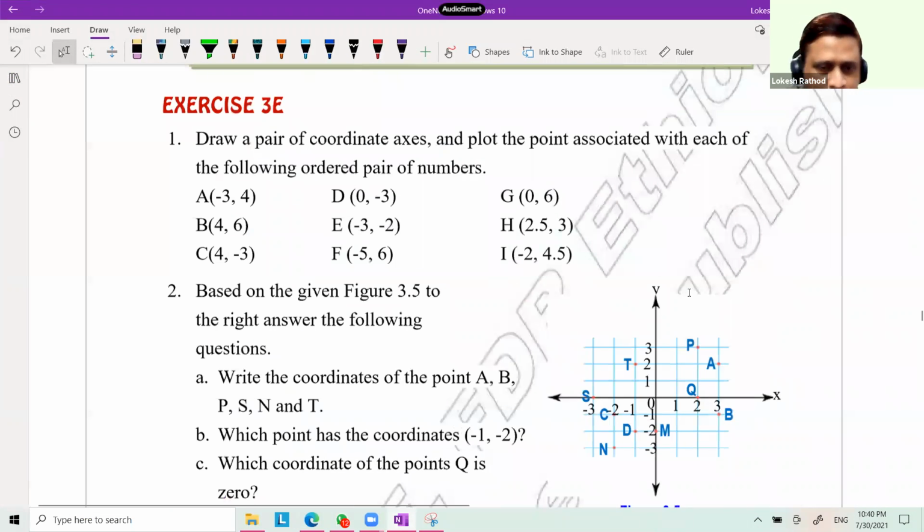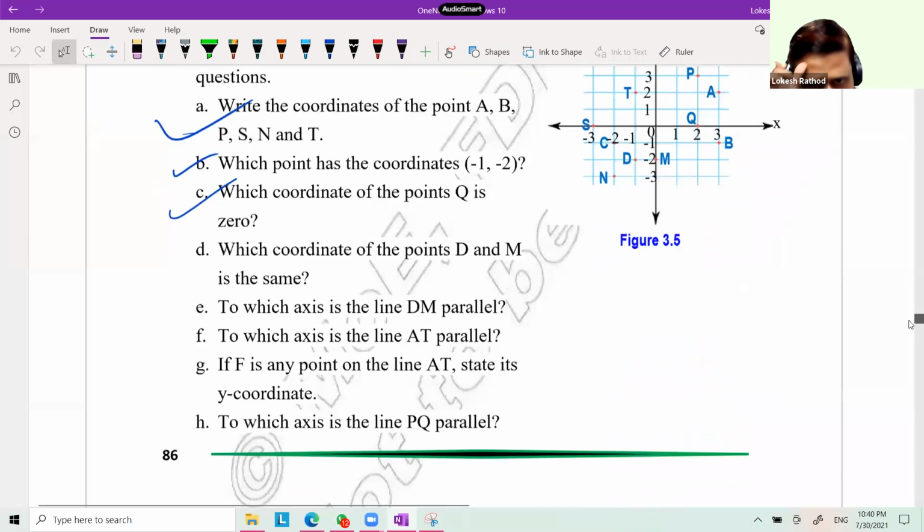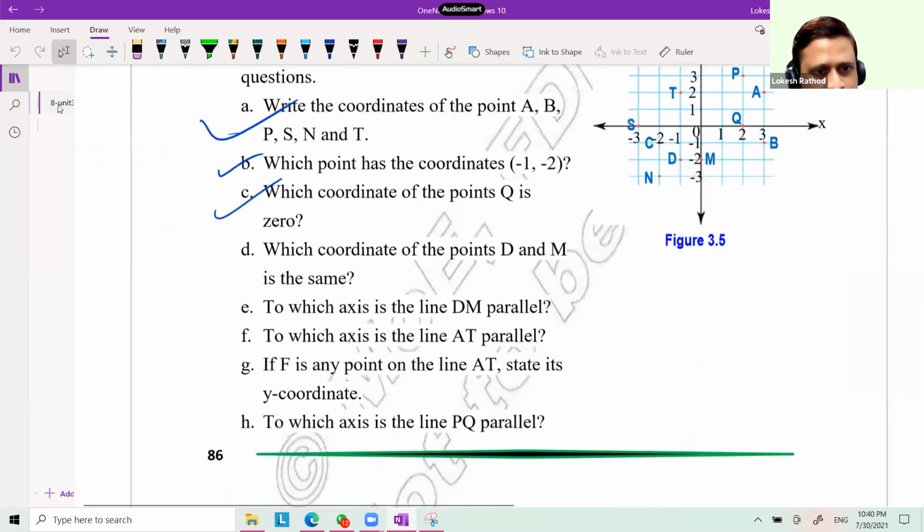Next exercise, they are saying, based on the given figure, write the coordinate point. We can do all these questions. Which point is this coordinate? Which coordinate is Q? One more thing we can discuss in this.